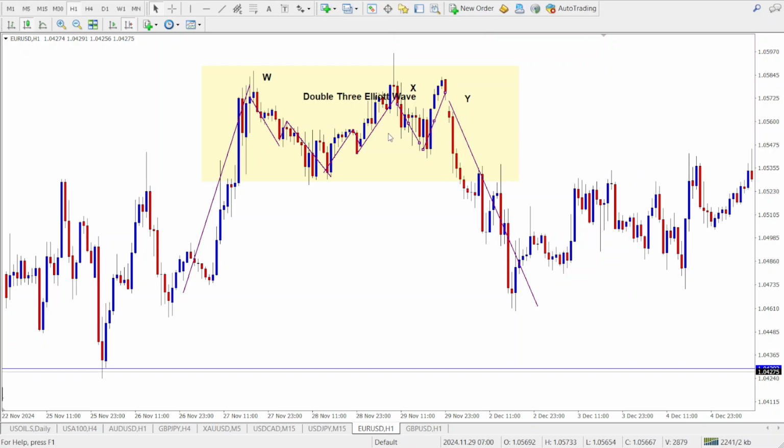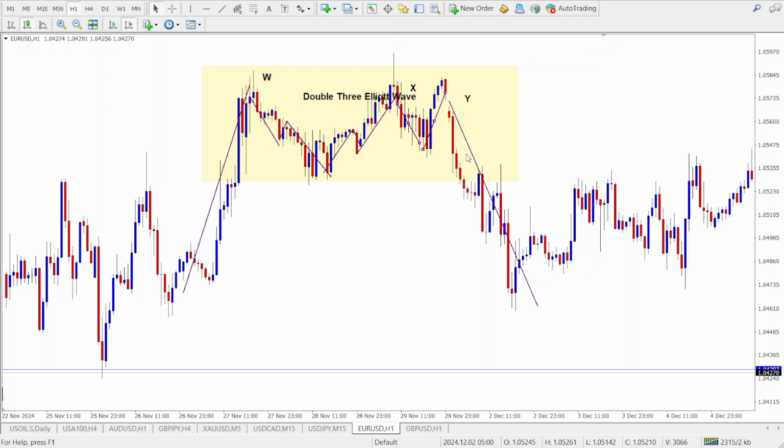Now, when you see the double three pattern forming, you can use it to set up potential trade entries. For example, once the Y wave completes, you can look for confirmation signals like a break of support or resistance levels, momentum indicators, or candlestick patterns that signal the market is ready to resume its previous trend or reverse.